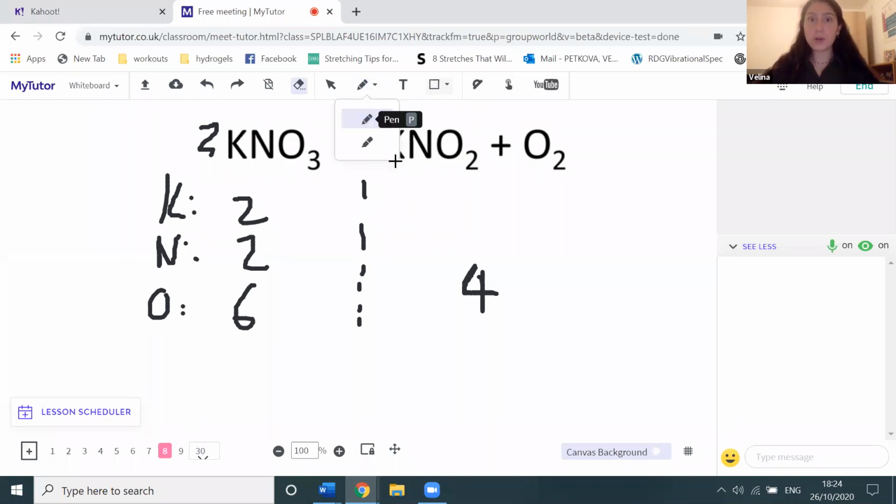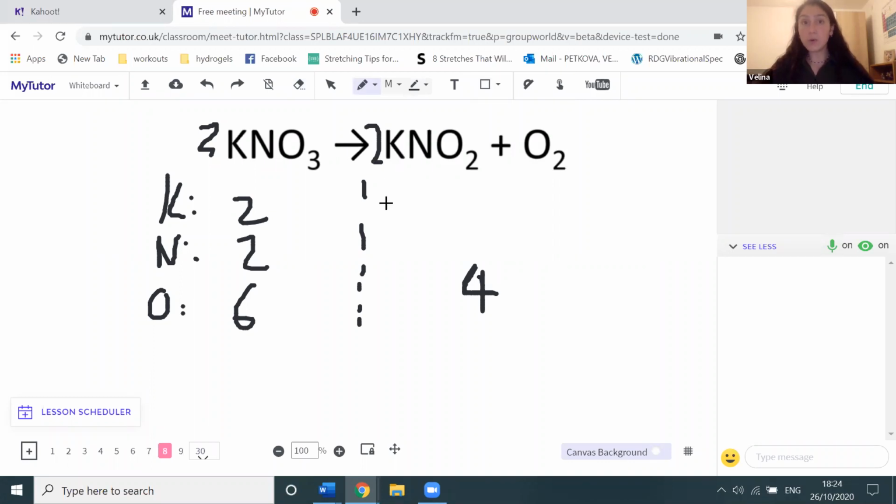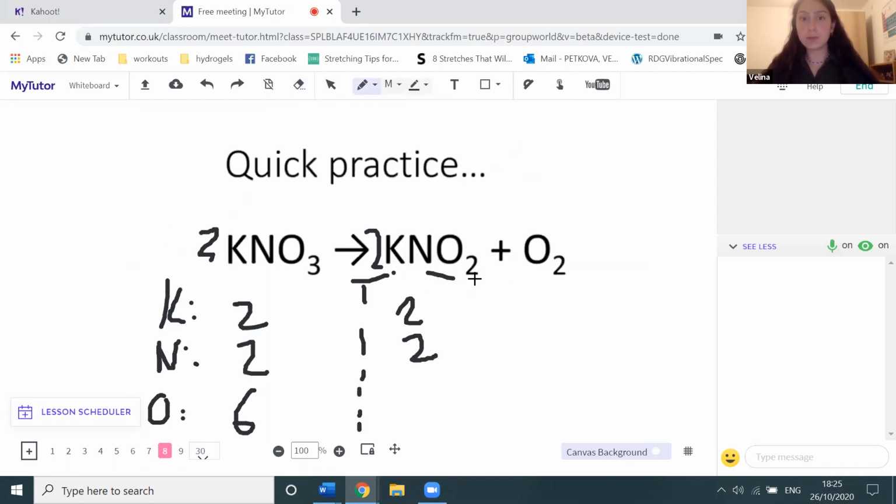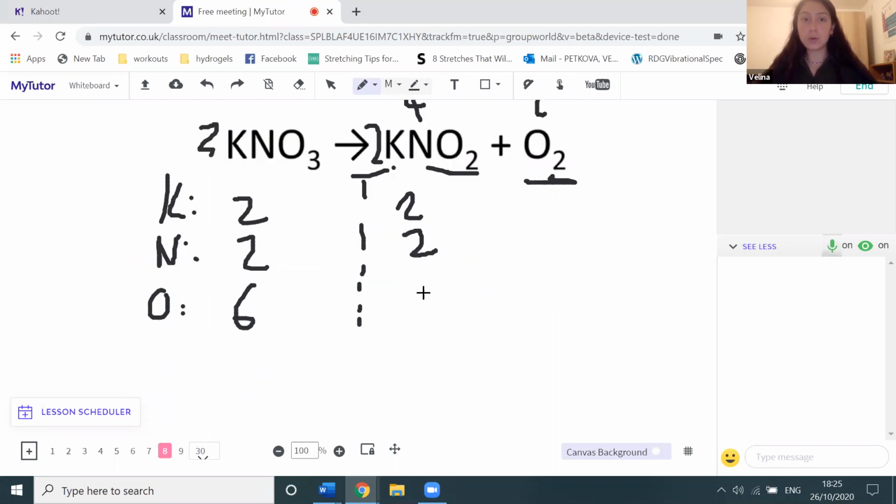So if we put a 2 in front of this molecule, what are we going to get? We're going to get 2 potassiums because we only had 1 previously, so 2 times 1 is 2. We're going to get 2 nitrogens, and then from this part, we're going to get 4 oxygens because 2 times 2 oxygens is obviously going to give us 4, right? And from this part, we're also going to have 2 oxygens. So therefore, in total, we're going to have 6 oxygens on this side as well.